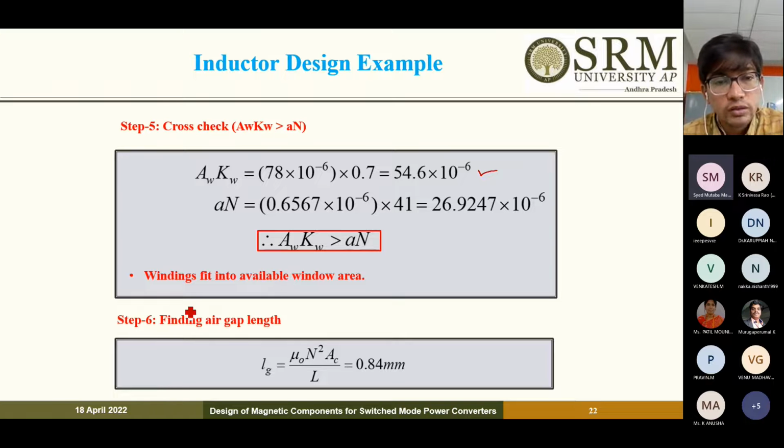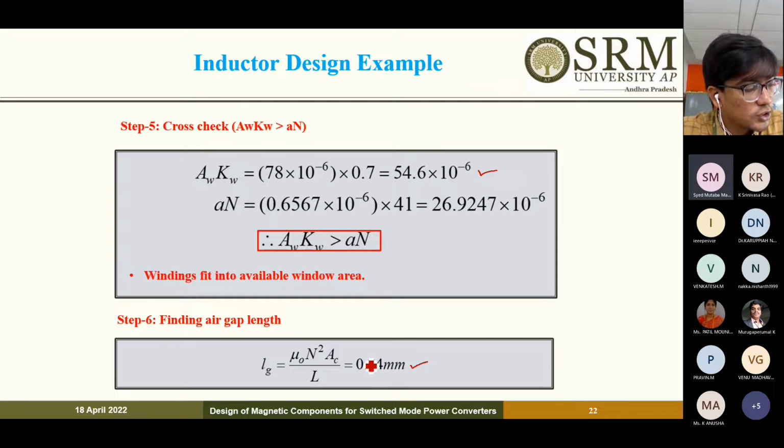Again, if you want to calculate the air gap length, LG will be mu0 N square AC by L. If you substitute all the data, you will get the air gap length of 0.84 mm. That means you need to select the air gap of 0.84 millimeters. Then only it will give the accurate value. Otherwise, you need to again adjust the number of turns, if it is not the exact value.